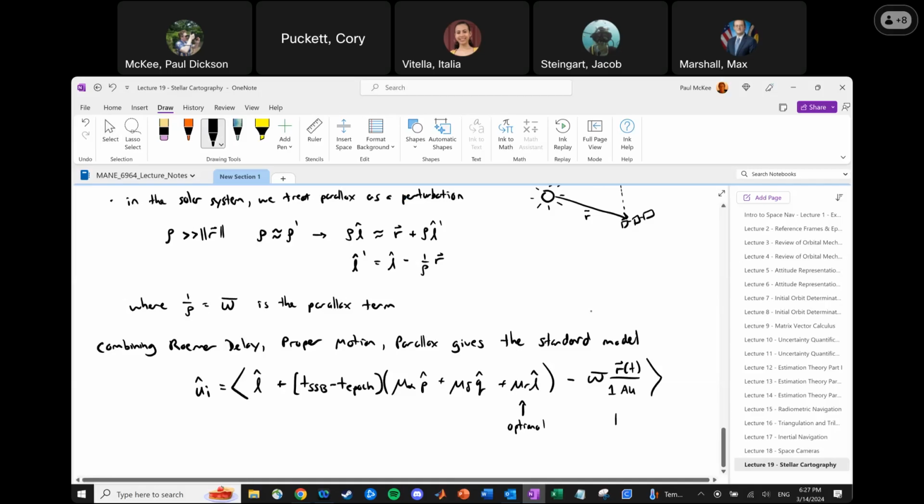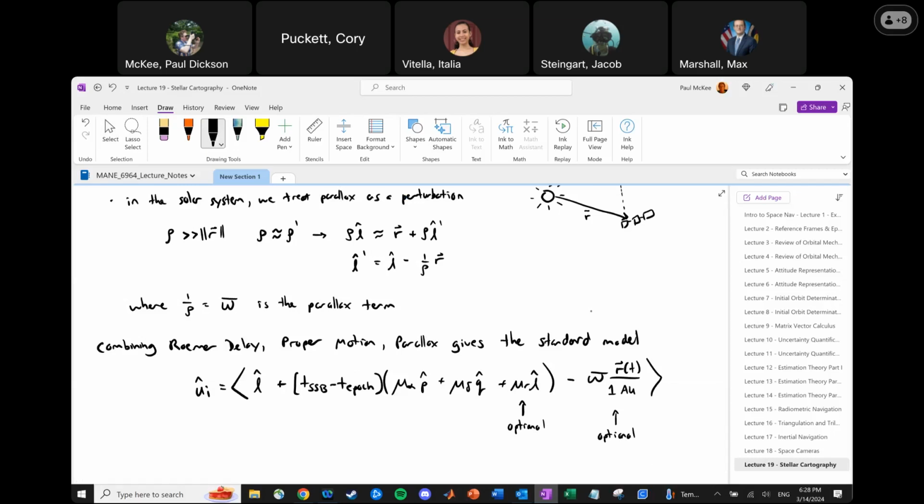And this term is also optional. I believe I used parallax on homework 4. You don't necessarily need to if you don't want to. It's not the end of the world. Partially because you don't know the position of the spacecraft.